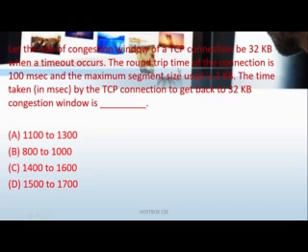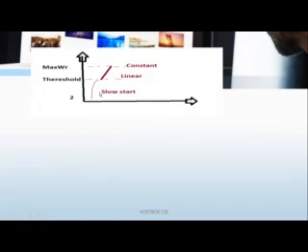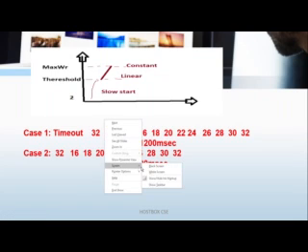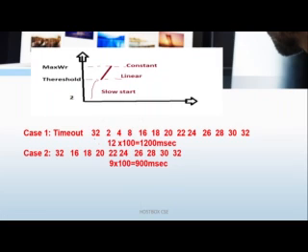So what is given here: the size of the congestion window, the round trip time of the connection is 100 milliseconds, and the maximum segment size is 2 KB. Then the time taken by the TCP connection to get back to the 32 KB congestion window. So two cases are given. Case 1, a timeout: it starts with a slow start, which means by default initially it becomes 2 KB.